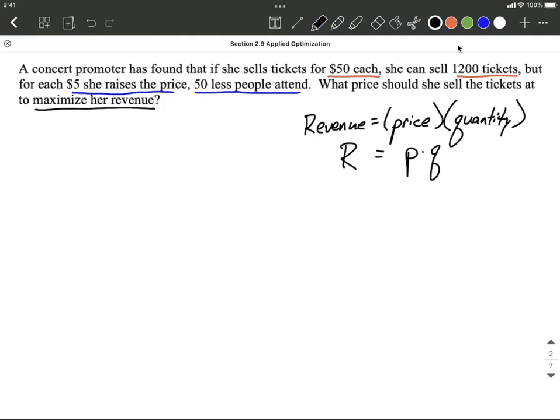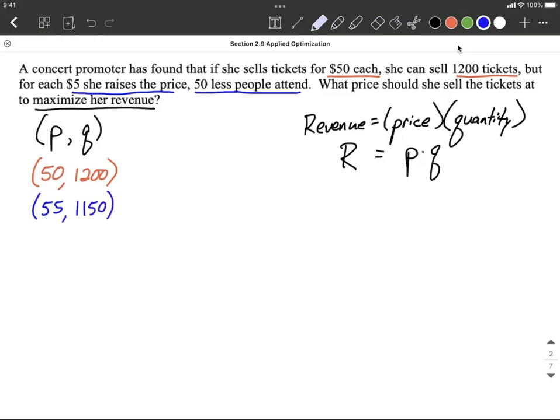So how they describe this, for whatever price we charge, we get a certain quantity coming out. I like to think of P as our input value and Q as our output value. So let's set these up as ordered pairs. If we were charging $50 for a price, we would sell 1,200 tickets. But if we raise our prices by $5, so go up to $55, we're going to have 50 fewer people attend, so it'd be 1,150 tickets sold. Or if we did it again, we would be charging $60 and only 1,100 people would attend.